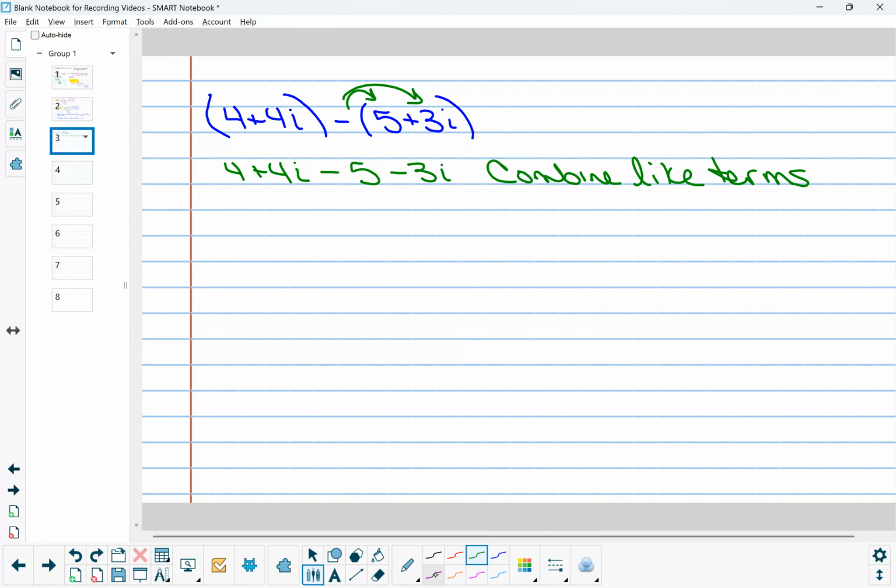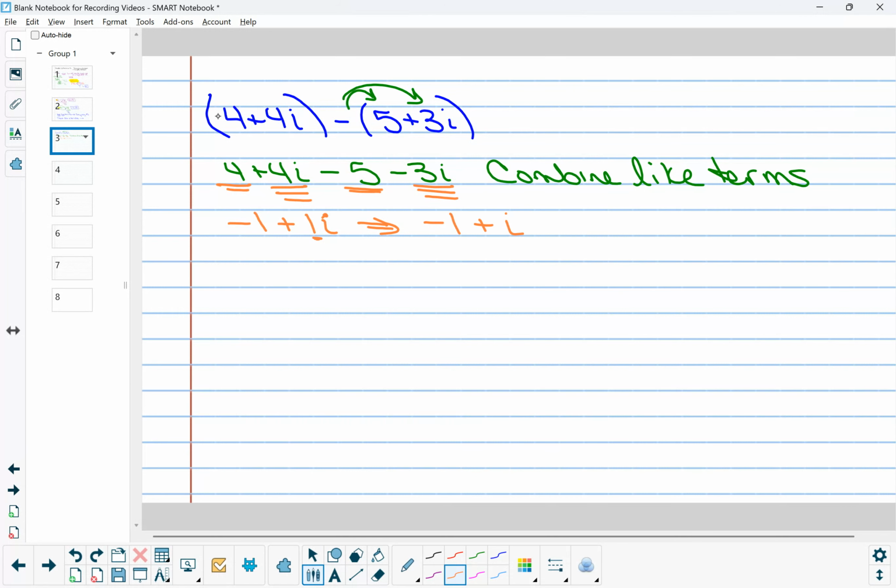Okay, so when I combine like terms, I'm going to combine my whole numbers. That's going to give me a -1, and then combine my imaginary numbers, and that's going to give me 4 minus 3 is 1, so positive 1i. And this 1 on the i is not necessary, so this would look like -1 plus i.